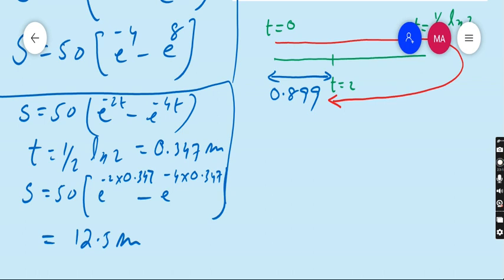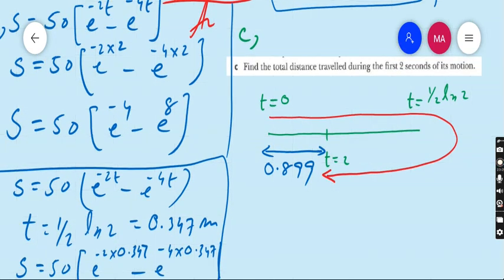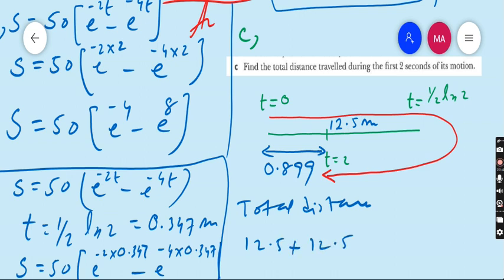So this is from 0 to T is equals to 1 upon 2 ln2. The distance is 12.5 meters. Hence, total distance is 12.5 plus 12.5 minus 0.899. Use your calculator to find the final answer, which is 24.1 meter.